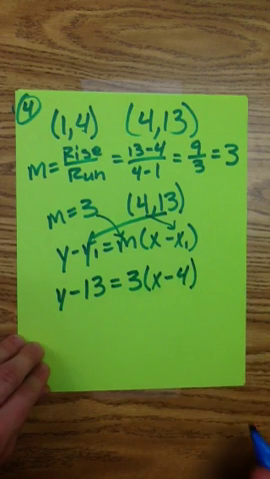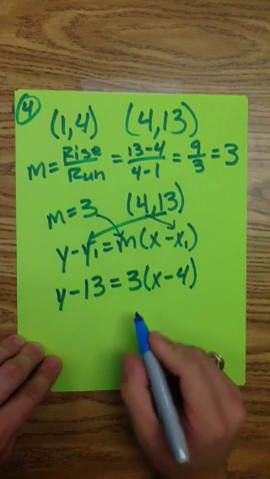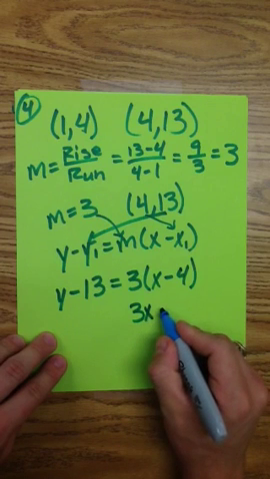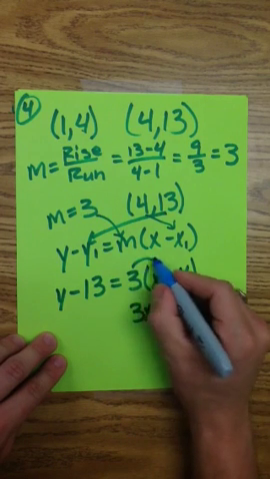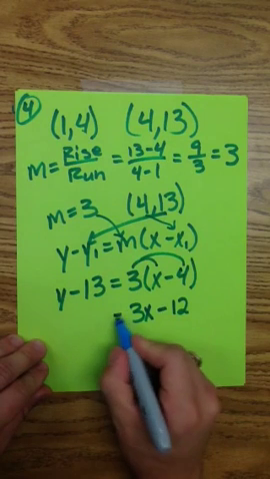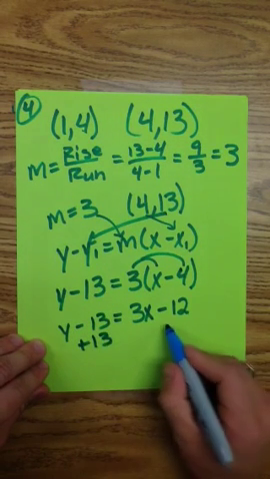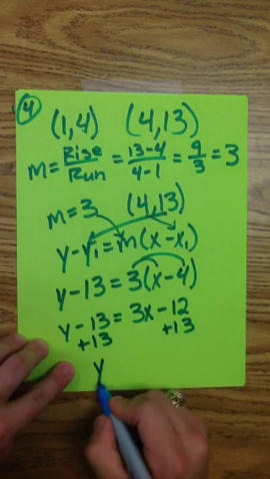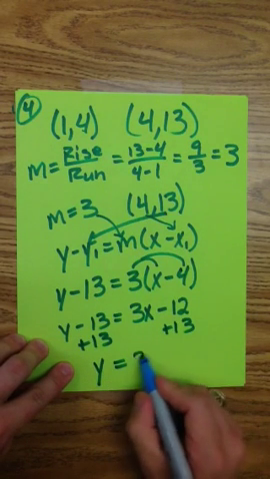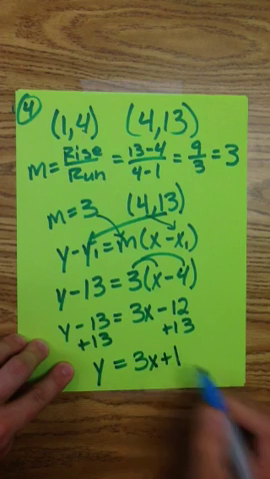I'm going to distribute and say 3x minus 12, y minus 13. To get y by itself, I'm going to add 13 to both sides, and I would find that the answer is y equals 3x plus 1.